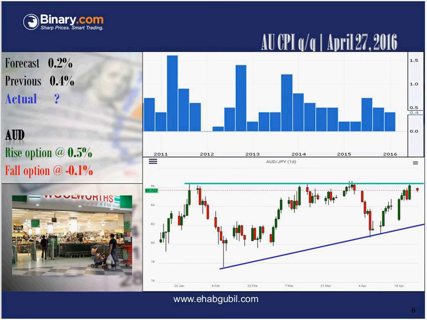Green, resistance, and blue, support levels. If the market breaks these levels, this means you have a better opportunity at winning the trade, any trade.